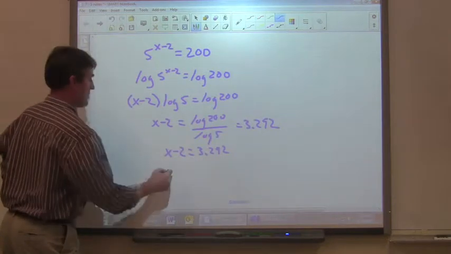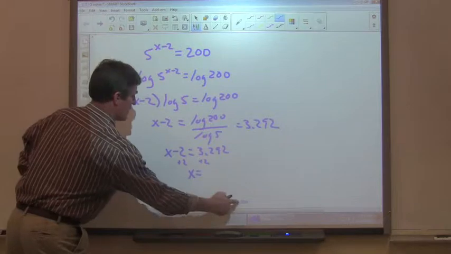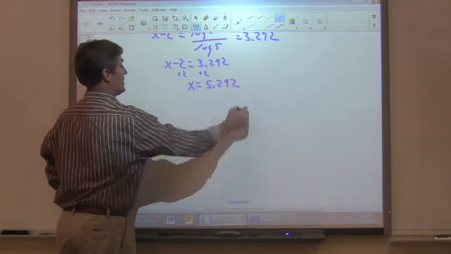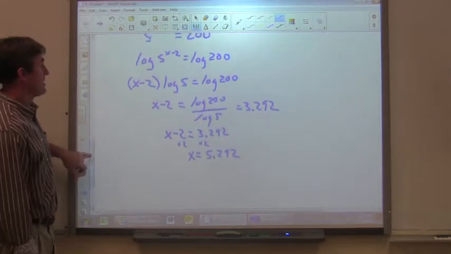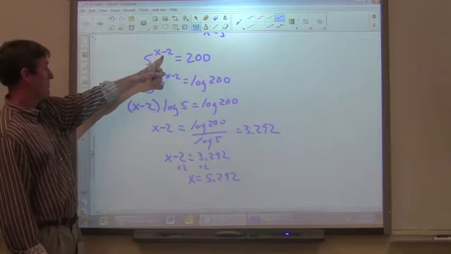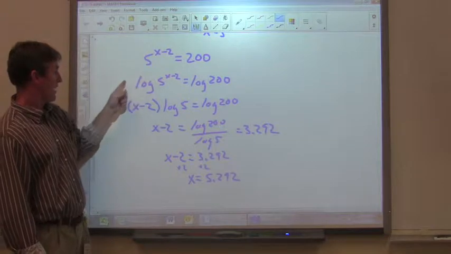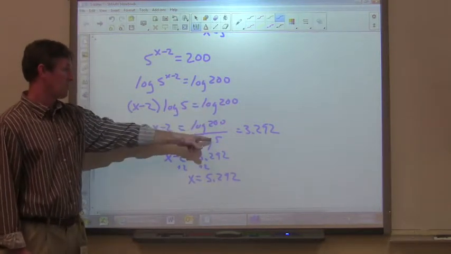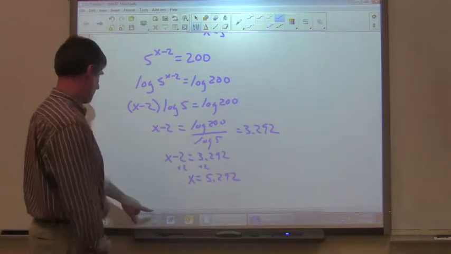We add 2 to both sides. So x equals 5.292. So again, as we go back through this, we decide where the variable was, it's in the exponent. We add the logarithm to both sides, move the exponent out front, and then get the logarithms on both sides, get the decimals, and then it's solving algebraically.